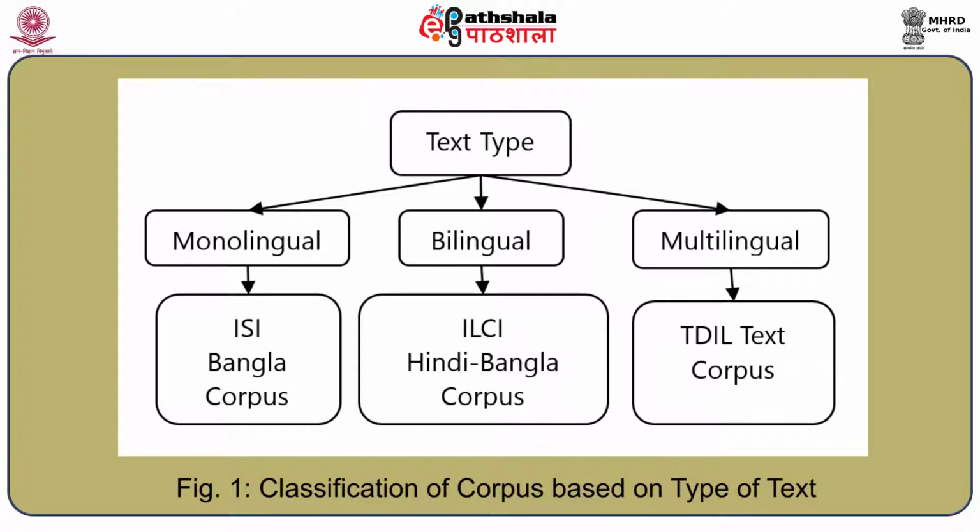The example of a monolingual corpus is the ISI Bangla corpus, which is developed at the Indian Statistical Institute, Linguistic Research Unit. The example of a bilingual corpus is, say, the ILCI Hindi Bangla corpus, which is developed in a consortium mode in the ILCI project of the Government of India. Example of a multilingual corpus is the TDIL text corpus of Indian languages, which is the first attempt made by the DIT to develop corpus in Indian languages.